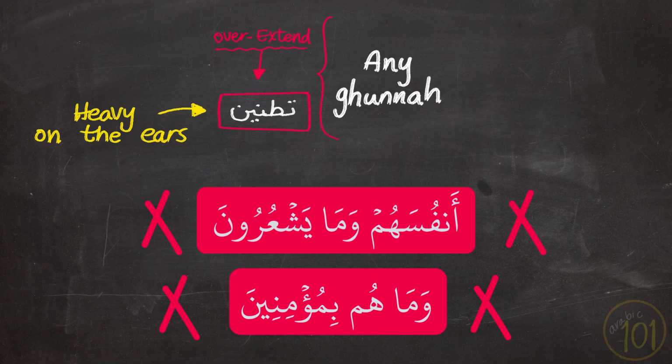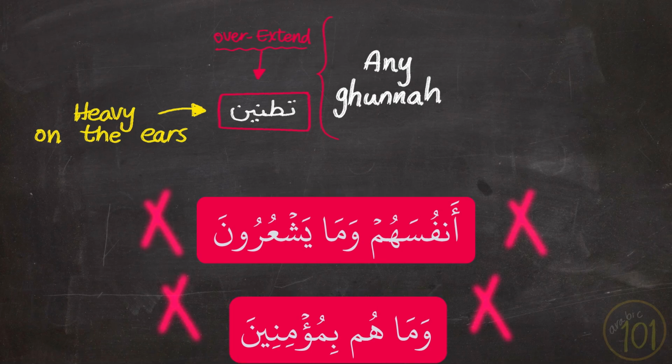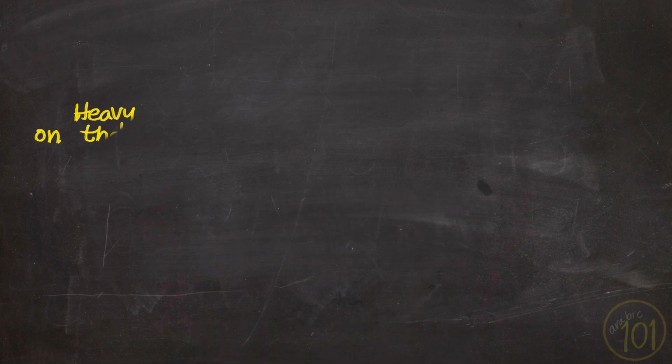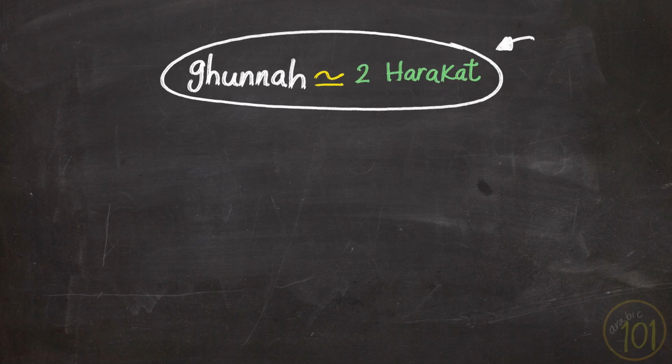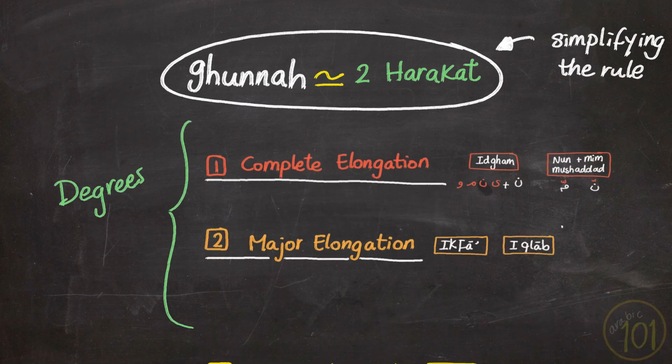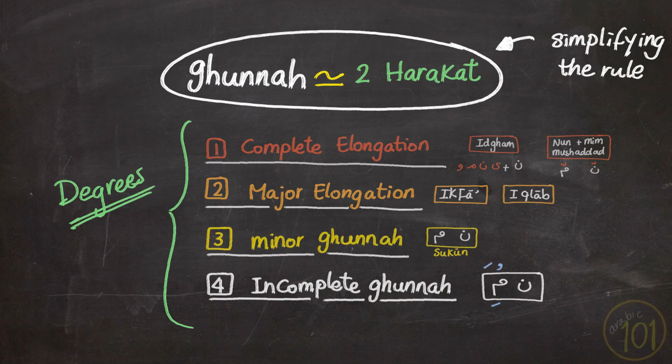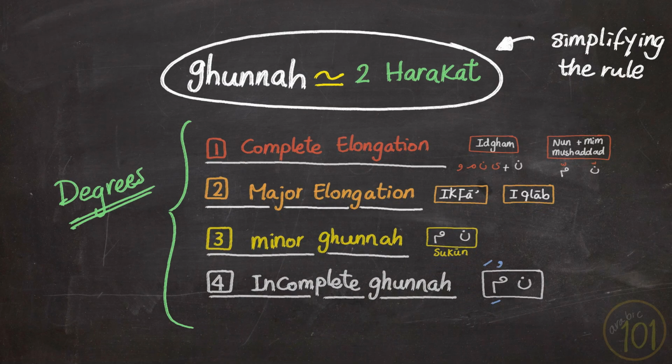بمؤمنين. So observe the differences between the degrees without exaggeration or obsessing too much with the rules of tajweed. So, in conclusion, while we might say that ghunnahs should be elongated for 2 harakat, it is important to know that this is just a simplification of the rule, and that, strictly speaking, not all ghunnahs are at the same degree. They do in fact range from complete ghunnahs with full elongation to incomplete ghunnahs.